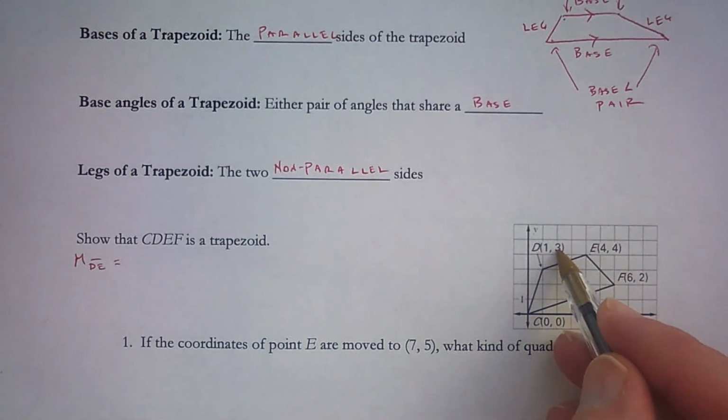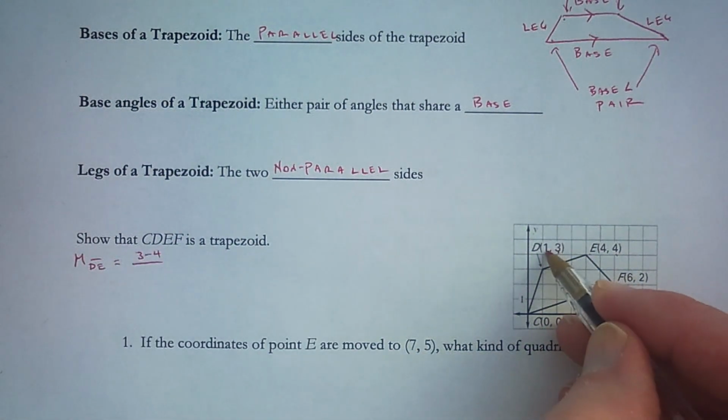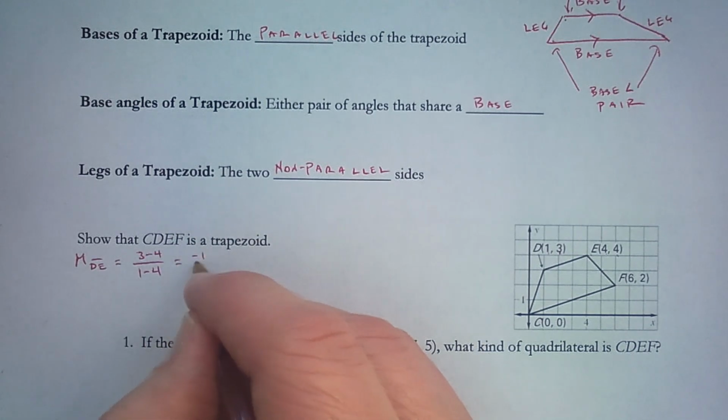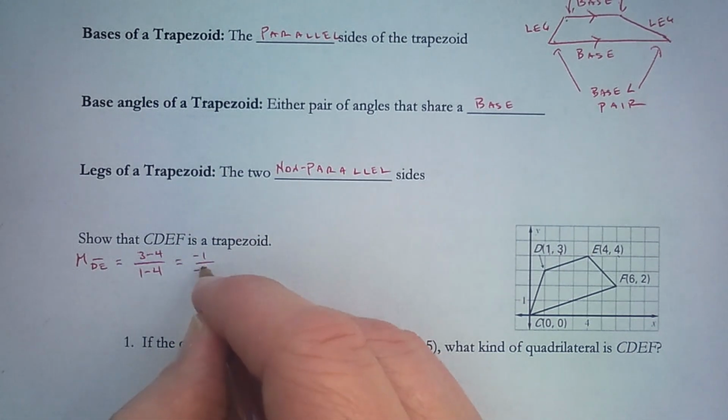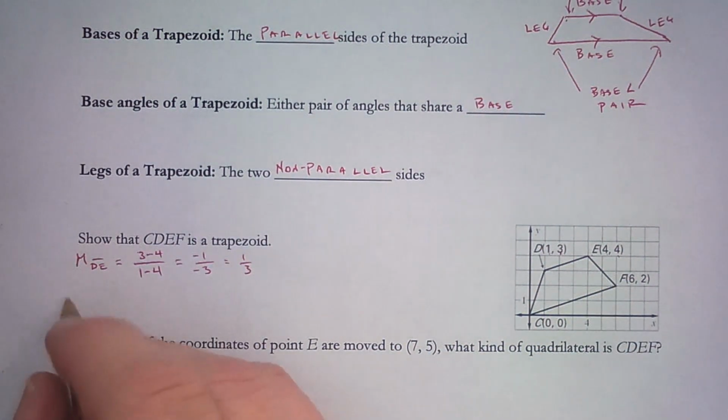The y's are 3 minus 4, and the x's are 1 minus 4. So that's negative 1 over negative 3, which simplifies to 1/3. Now the side that looks parallel, CF, should have the same slope.